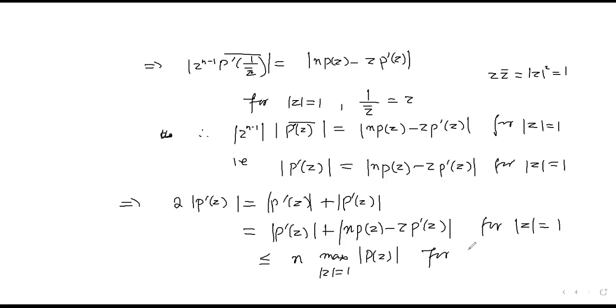This is true for mod z equal to 1. Now there is nothing else, bring the 2 to this side. It implies that, taking the maximum on the left hand side, P dash of z is less than or equal to n by 2 into the maximum over mod z equal to 1 of p of z. Okay. So that finishes our theorem.